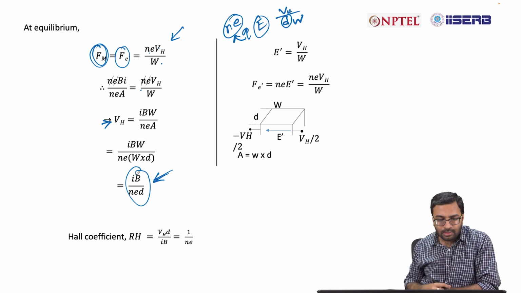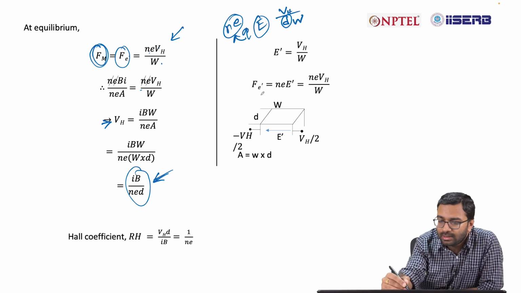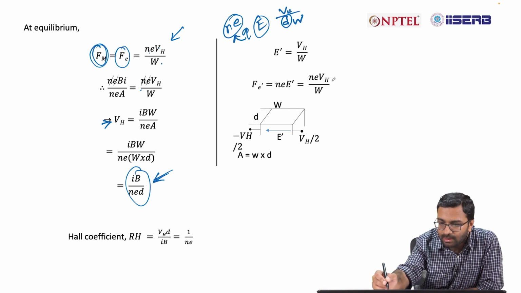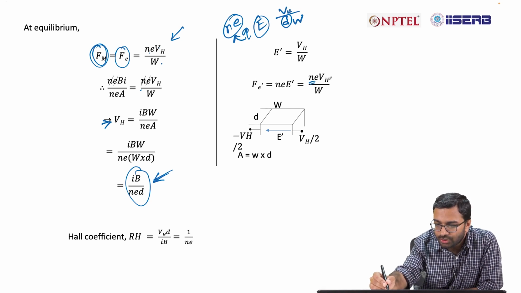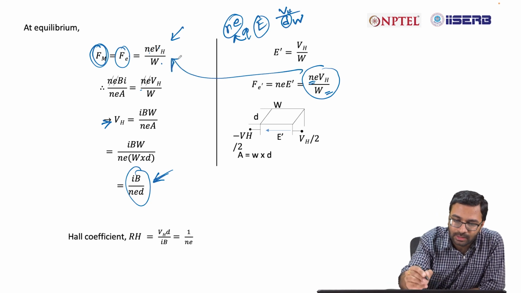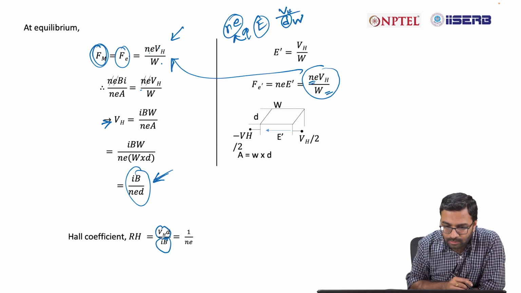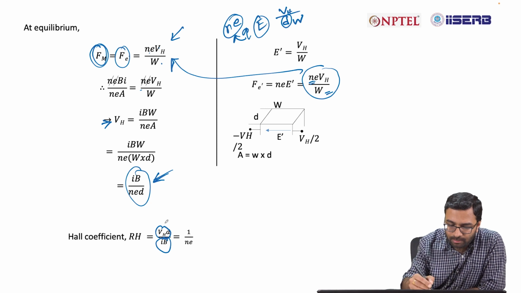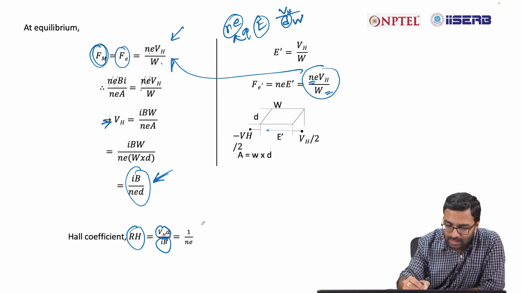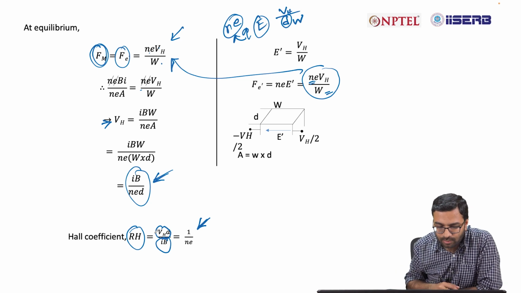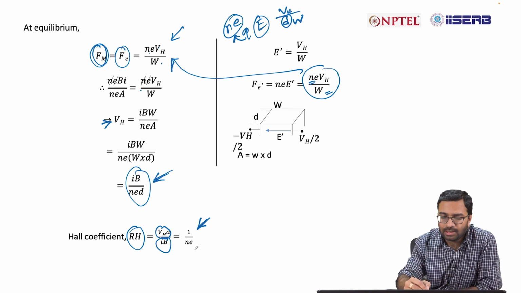and if you look at the electric field in this case, which we already have seen, the electric force is nothing but N into E VH by W, which we already have replaced over here. And if you look at the value VH into D divided by IB, this term is known as Hall coefficient RH, and if you put the values of VH over here, this is nothing but 1 by NE.